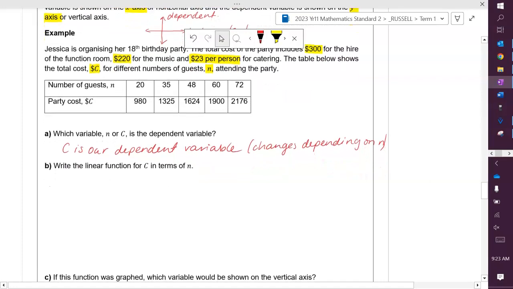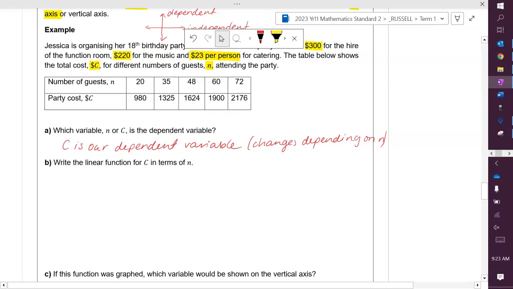So then we need to write a linear function for c in terms of n. So if we think our linear function is y equals mx plus c, I'm just going to rearrange and put in the values that we've got here from our example. So instead of y, we have c. M is what our gradient technically is, and this becomes our $23 per person. So this is 23. Our x changes to an n for the number of guests, so $23 per guest.